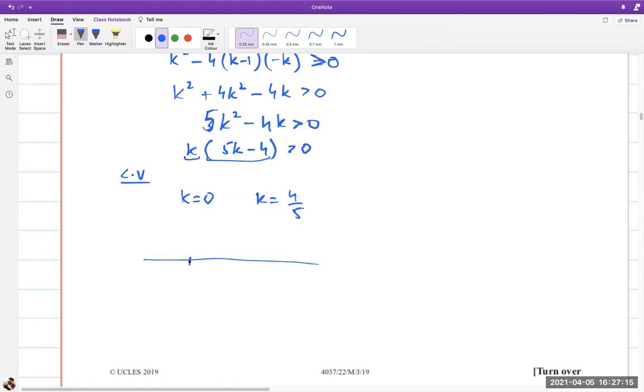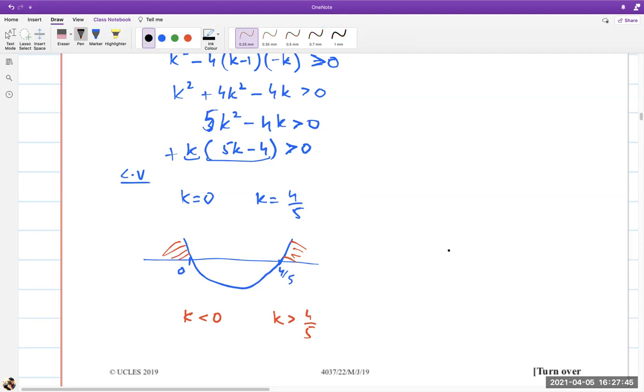So I'll just put that there. Now I have two values, 4 by 5 here and 0 here. So there are two ways to do this. One is that I create a curve, so I know that this is positive, so my curve is going to be like that. And I want it to be greater than 0, which means I want the part that is above the line. So that is this part and this part. So I'll say that according to this, my k should be less than 0 or k should be greater than 4 by 5, because that is where the curve is above the x-axis.